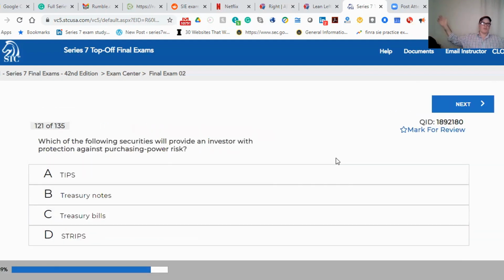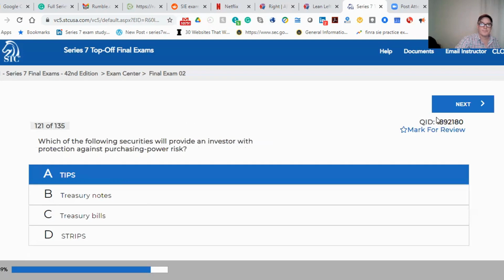Which of the following securities will provide an investor with protection against purchasing power risk? Okay, usually it's equities. That's the best choice, but TIPS, maybe. Treasury notes, no, they have inflation risk. T-bills, they're short-term, but they don't protect against it. They just don't have it. And strips are long-term zeros, so no. So TIPS, what do TIPS stand for? Treasury Inflation Protection Securities. That's it. It's got to be TIPS. Okay.